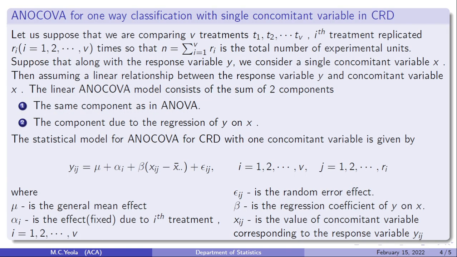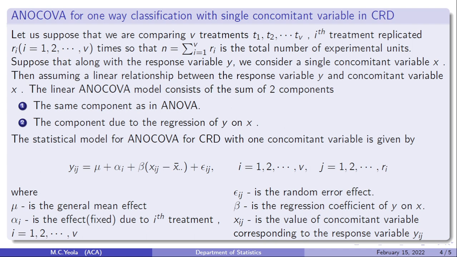So how will we do this analysis? Analysis of covariance for one-way classification with a single concomitant variable in CRD. Let us suppose that we are comparing V treatments, which we call T1, T2, up to TV. The ith treatment is replicated Ri times, like in our CRD. In CRD we considered Ni times that the ith treatment gets replicated; here we have taken Ri. Each treatment is replicated Ri times.